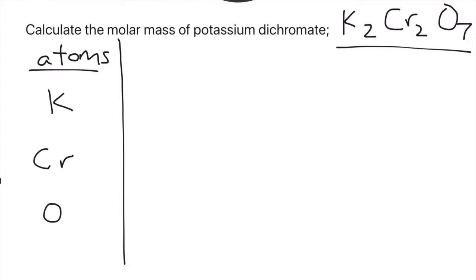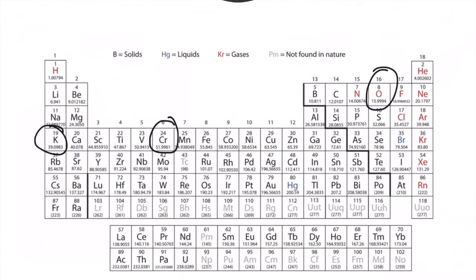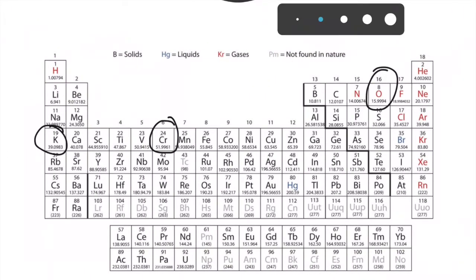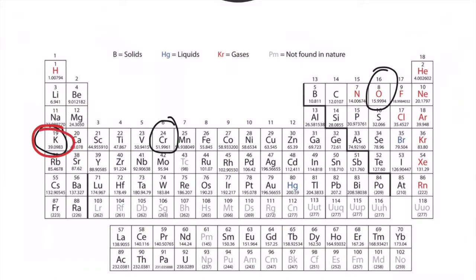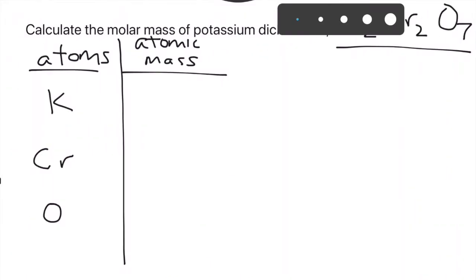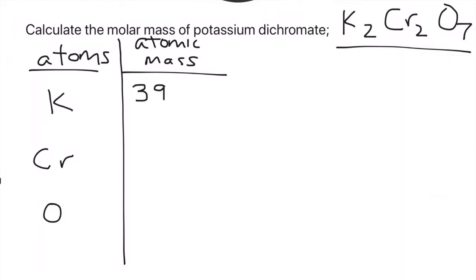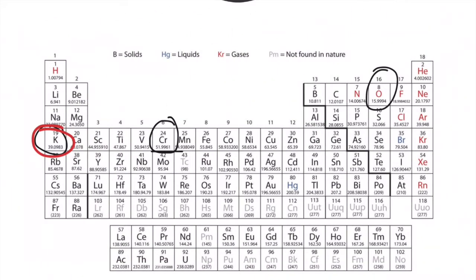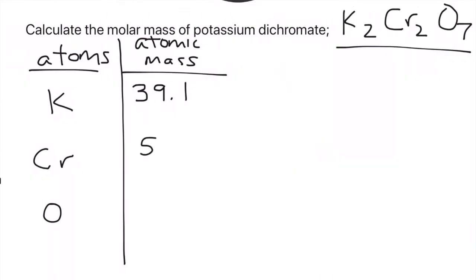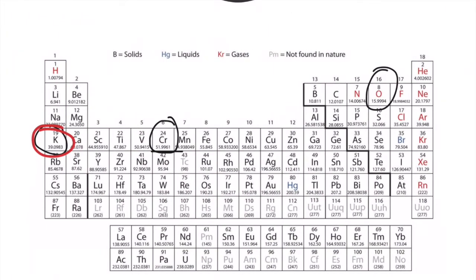But before that, let's just note down the atomic mass of each of the individual atoms. So we saw from the periodic table, potassium was 39.01, 39.1, chromium was 52, just round that 52.0, and then oxygen was 16.0.